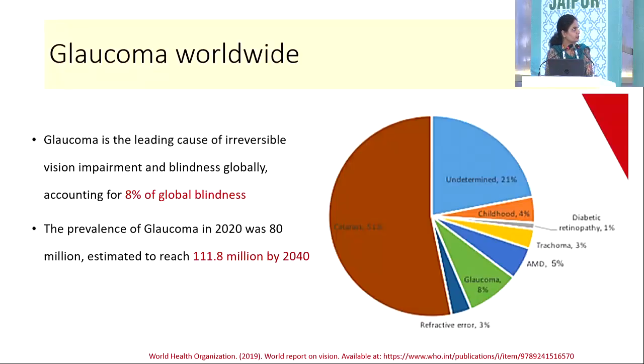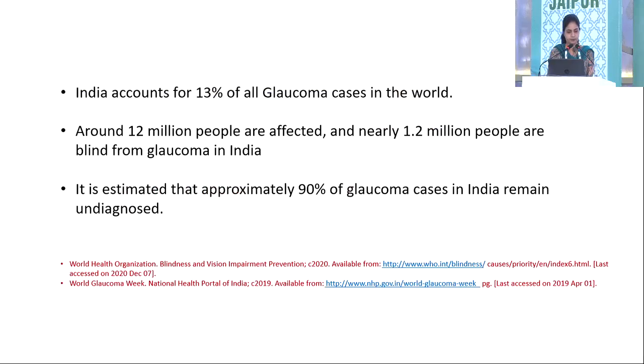Glaucoma is the leading cause of irreversible blindness and vision impairment globally, accounting for 8% of global blindness. The prevalence of glaucoma in 2020 was 80 million, which is estimated to reach 112 million by 2040. India accounts for almost 13% of all glaucoma cases in the world. Around 12 million people are affected, and nearly 1.2 million people are blind from glaucoma in India. It is estimated that approximately 90% of glaucoma cases in India remain undiagnosed.